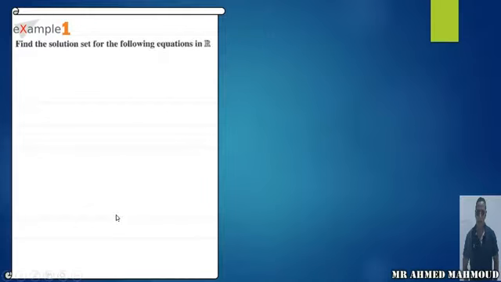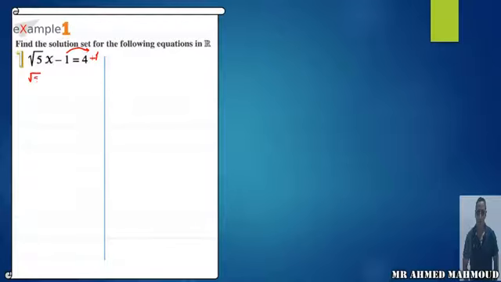Let's start the lesson. Now we have example 1. In this example, we find the solution set of the following equation in R. The first one we have here is root 5 x minus 1 equal 4. Then we send minus 1 to the other side as plus 1. Then it will be square root 5 x equal 4 plus 1, which is 5.